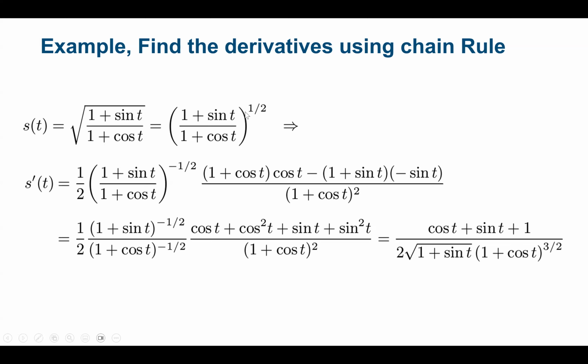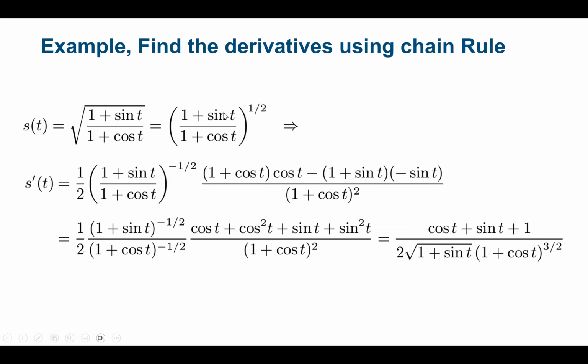So the first thing we need to do, we use the power rule first. So we get half times ((1 plus sine t) over (1 plus cos t)) to the power half minus 1, which will give us negative half. So that's what we have here first. Then we have to find the derivative of the term inside, which is (1 plus sine t) over (1 plus cos t). And that's the answer here, as we said.